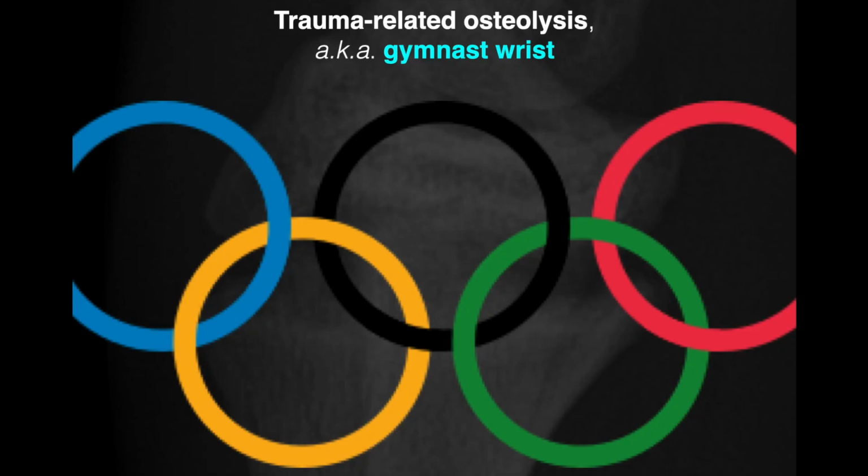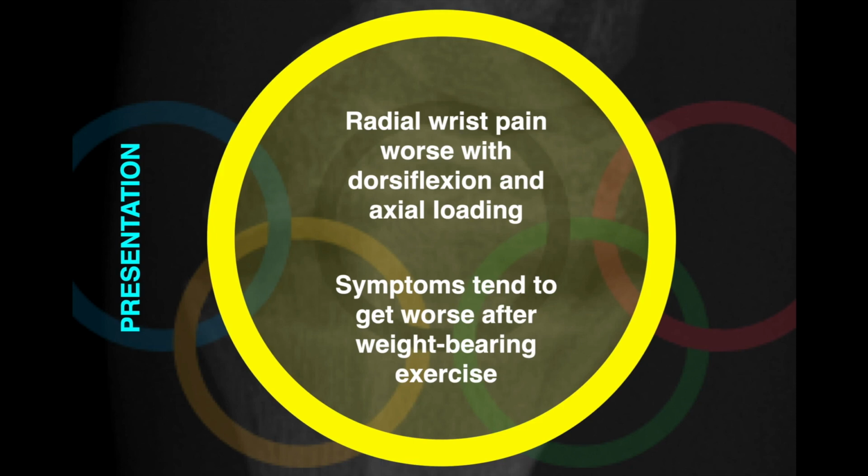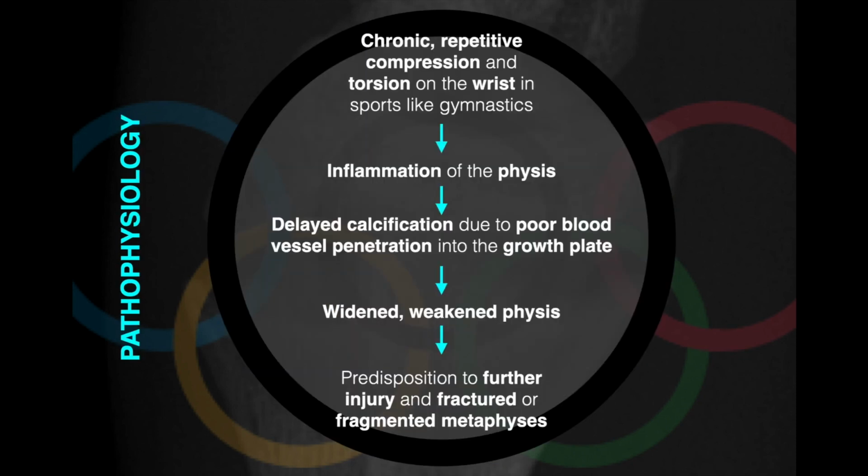Trauma-related osteolysis, aka gymnast wrist, is most common in teens around the time of puberty. And it's most common in gymnasts, but has been reported in other athletes. It more commonly affects females. It presents with radial wrist pain that's worse with dorsiflexion and axial loading. Symptoms tend to get worse after weight-bearing exercise.